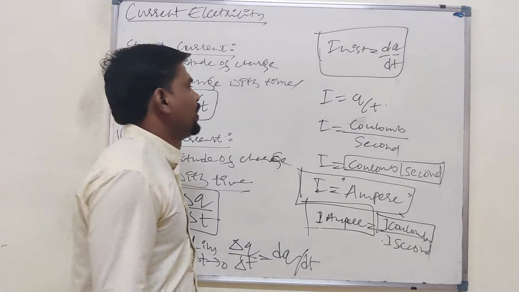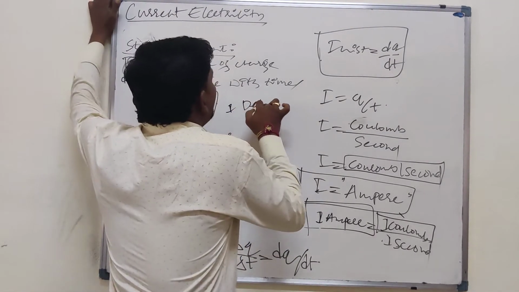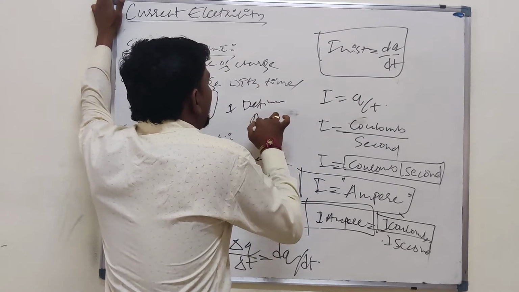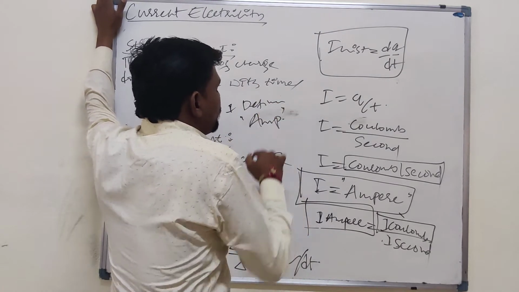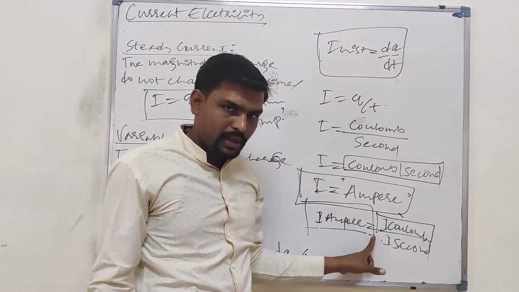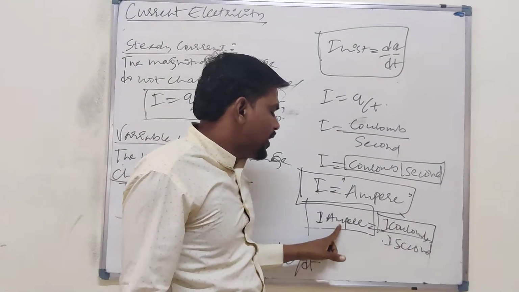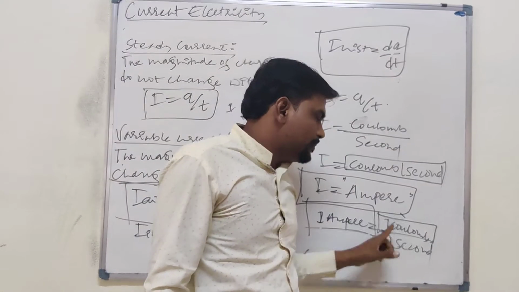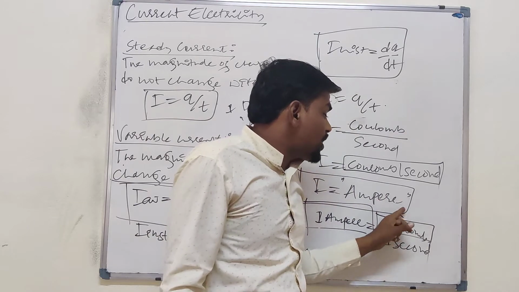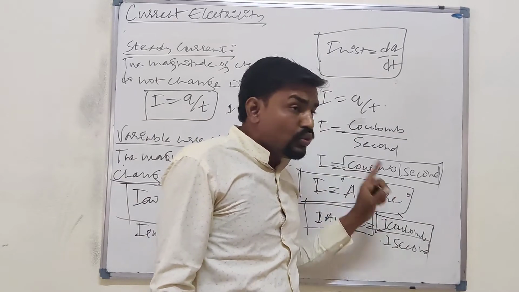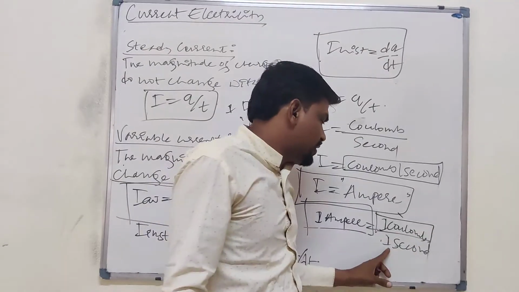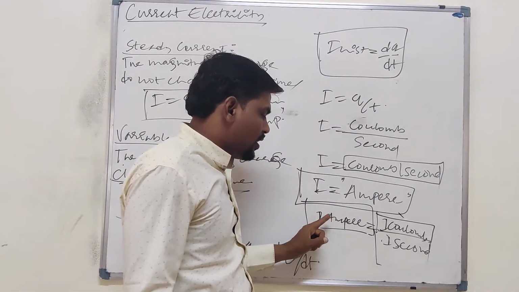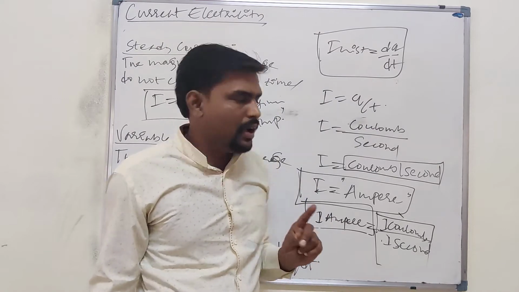They ask for 1 mark: define ampere. So what we have to write then is this, right? 1 ampere is defined as, or said to be, if 1 coulomb charge flows through any cross sectional area of the conductor in 1 second, that current is called 1 ampere.